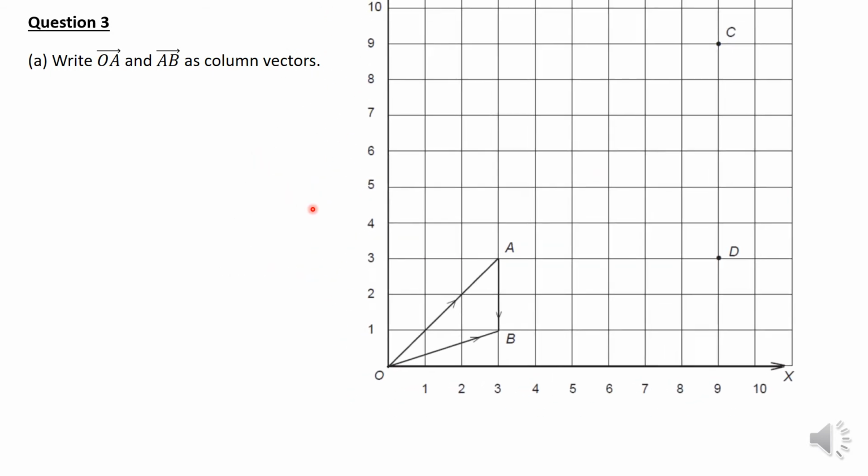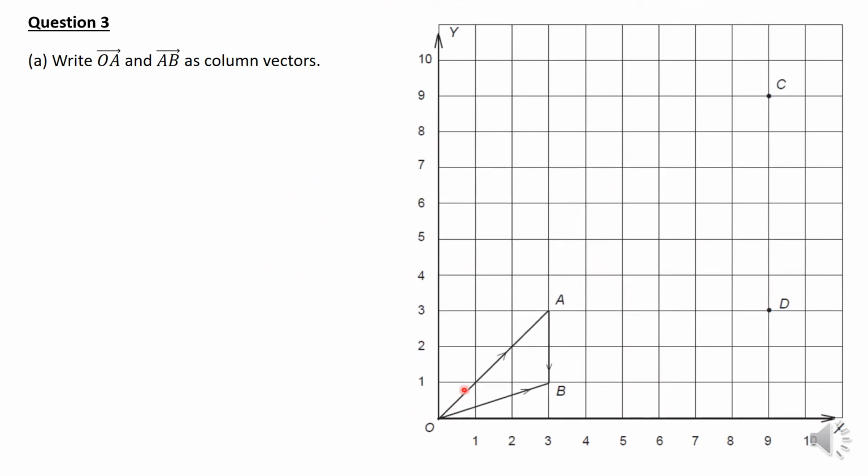Right, so question 3, you are asked to, if I bring the diagram, write OA as a column vector and also AB. So OA is straightforward, it is 3 units to the right and 3 units upwards from the origin. A to B, you realize that there is no direction in terms of the x. It doesn't go to the left, doesn't go to the right. So that's going to be 0, and then just going down by 2. So it's 0, negative 2.